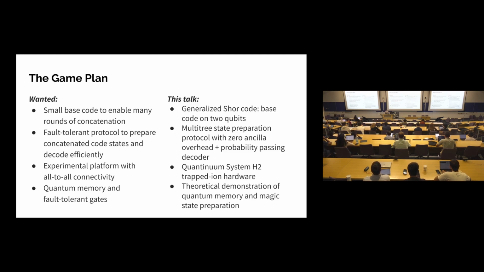In this talk, I'm going to tell you about this code that we've been studying called the generalized Shor code, which uses only a base code of 2 qubits. I'm going to describe this state preparation protocol that's based on something called a multi-tree that doesn't involve any ancilla overhead, and I'll touch on how we decode this circuit. And then I'll describe how we actually implemented this on hardware, and time permitting, I'll show you some theoretical work looking at quantum memory and magic state preparation.